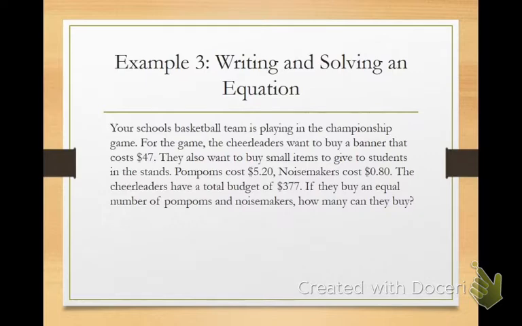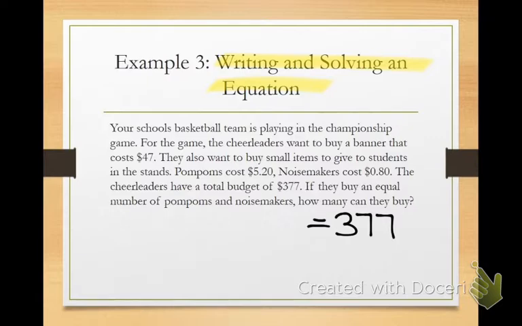It's a lot of words, but let's break it down. What does every equation have? An equal sign, so write it. Every equation has an equal sign. And then what would go to the right of my equal sign? 377. Okay, so that part we should all get very easily.